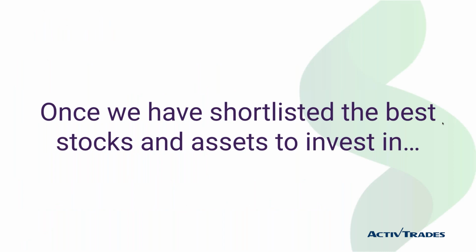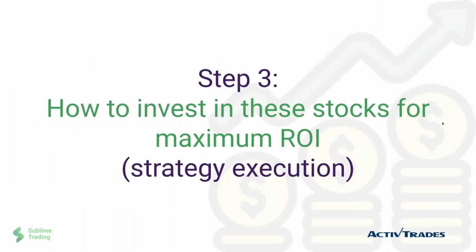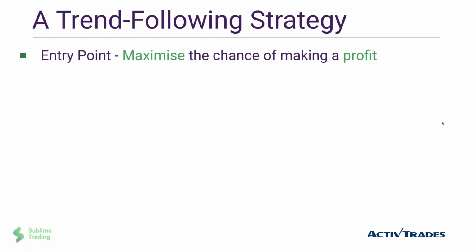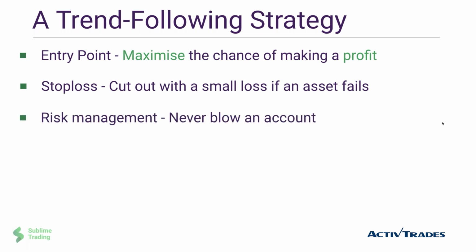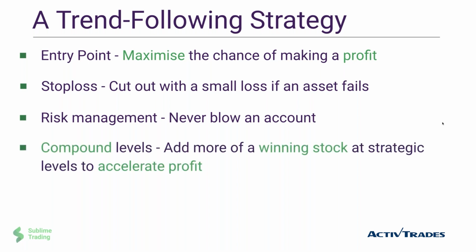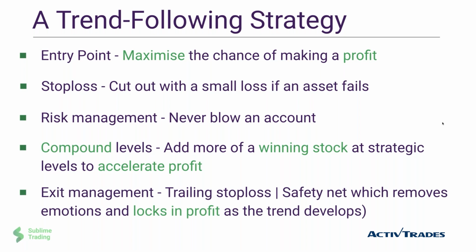So once we've shortlisted the best stocks and assets to invest in, step 3: how to invest in these stocks for maximum ROI. So this is strategy execution. Step 1, market conditions. Step 2, asset selection. Step 3 is strategy execution, how to get maximum ROI. So what does it involve? Trend following, entry points, because you want to maximize profit; stop losses, you want to keep your losses small; risk management, never blow an account; compound levels. Now this is crucial. Add more of a winning stock at strategic levels to accelerate profit. Only ever add to winning positions, never to losing positions. And then exit management. Trailing stop losses are the perfect way to manage your stock and remove emotions.